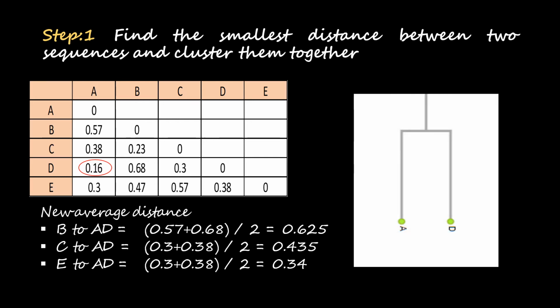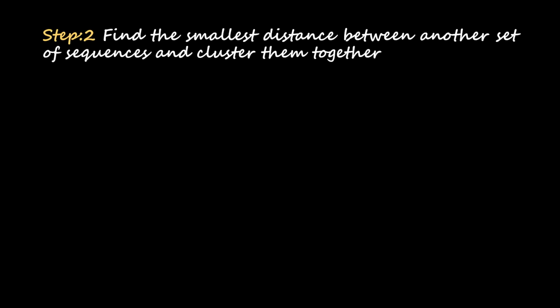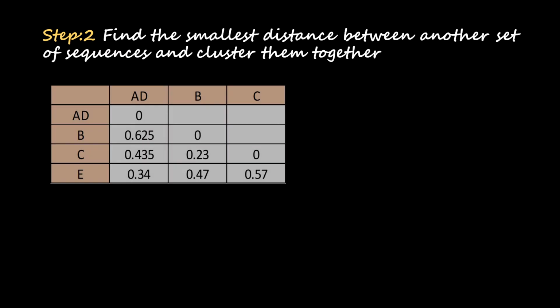And if you see how we have grouped A and D together, this is how it will look in a phylogenetic tree. Since A and D have the least distance between them, we have clustered them together. That means they are the most similar sequences. So in step 2, we find the smallest distance between another set of sequences and cluster them together.